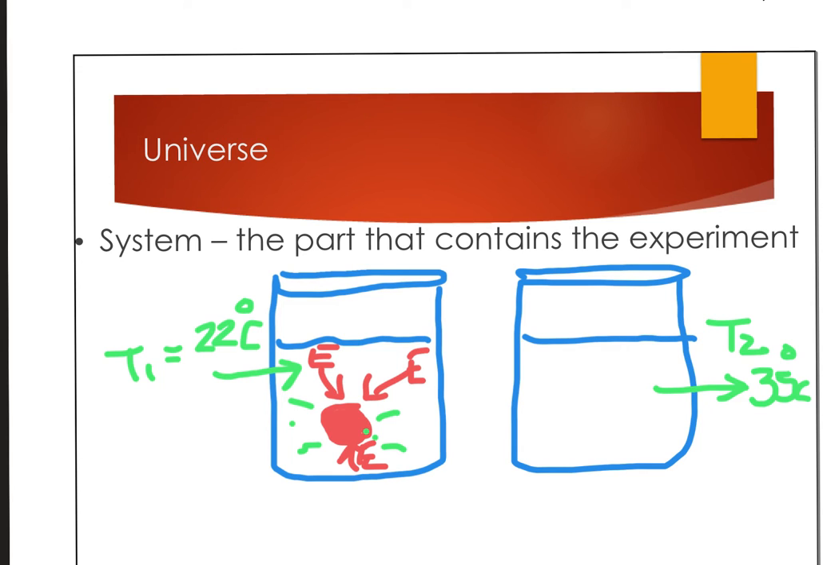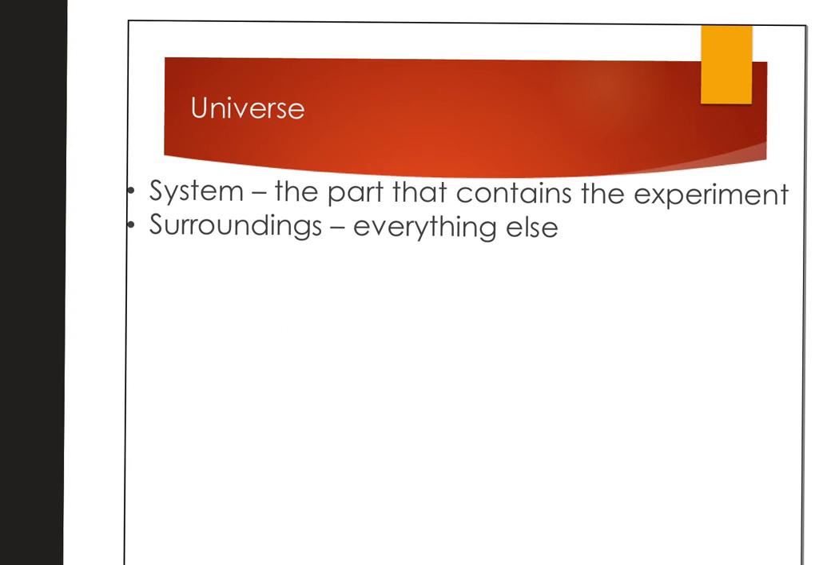So the system is the salt or chemical dissolving. The beaker, the water, the room that it's in, everything else is the surroundings. So, the system, the experiment, the surroundings, everything else.